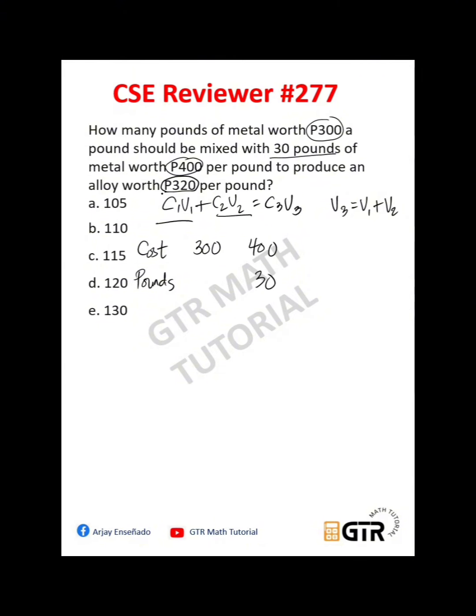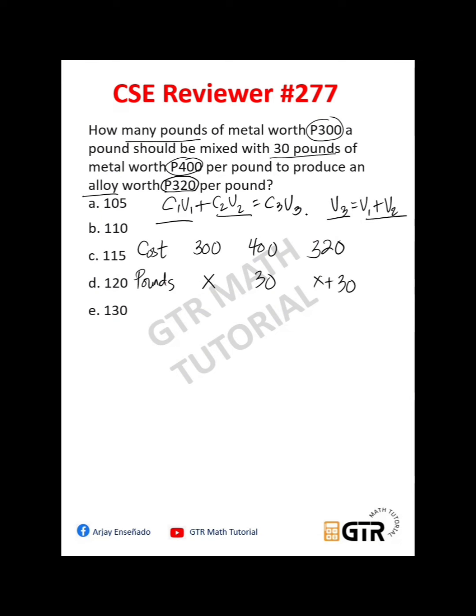Okay? To produce an alloy worth 320 pesos per pound. So we have 320. So we want to find how many pounds of metal worth 300. So let's write x here. So the V3 is V1 plus V2. So we add this: x plus 30.